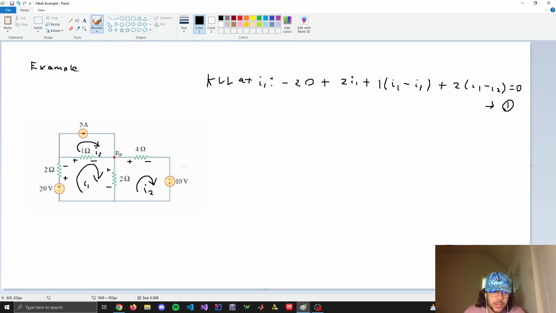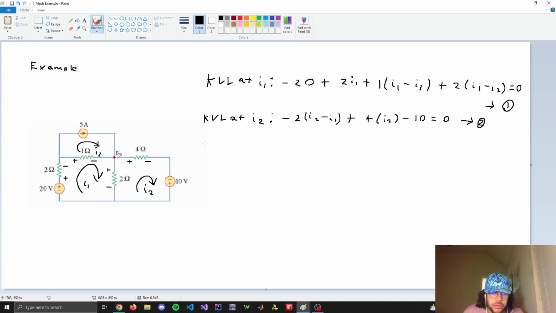For the second equation, I'm going to write the KVL for I2. So KVL at mesh I2. I'll just start from this point right here. So I get a negative 2 times (I2 minus I1). I'm just starting at this point down here and going up. And then I get a plus 4 times I2 minus 10 equals 0. That's going to be equation number 2.